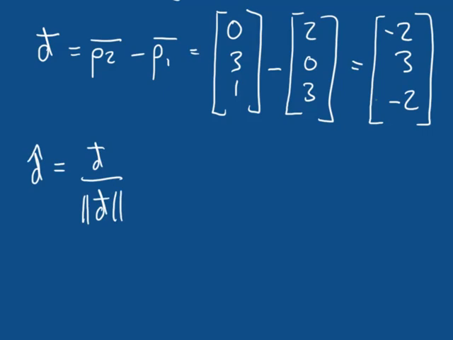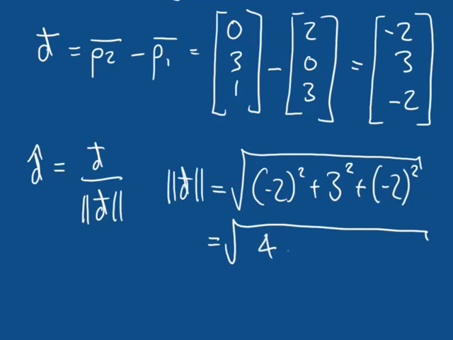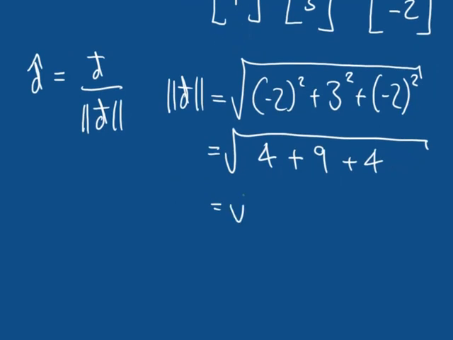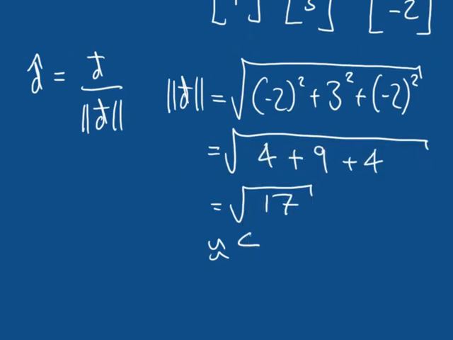So that means we need to find the length of d. The magnitude of d is equal to the square root of x squared, minus 2 squared, plus y squared, 3 squared, plus z squared, minus 2 squared. So it is equal to the square root of minus 2 squared is 4, plus 3 squared is 9, plus minus 2 squared is 4, which is equal to the square root of 17, which is approximately, if I bring a calculator up, 4.123. Let's take this to 3 decimal places. 4.123. Fantastic. So that's the length of d.